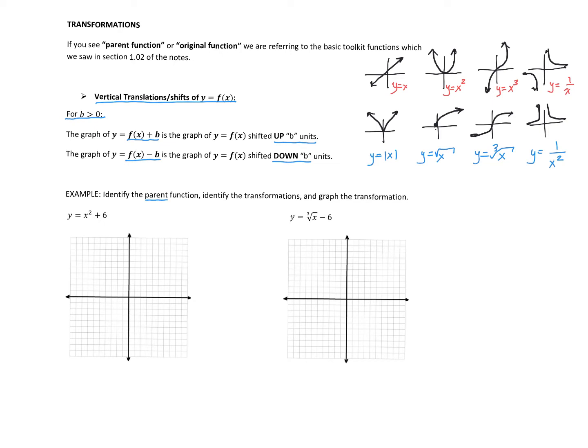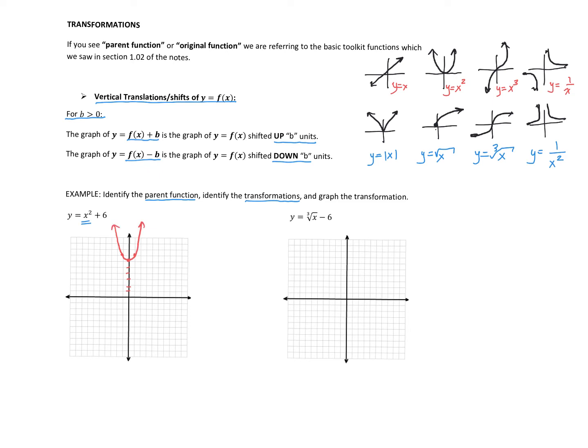So here are a few examples. First, we want to identify the parent function, and then the transformation, and then graph it. So our parent function here is just the x squared. So we know it's going to have that parabolic or U shape. And I want to shift it up 6 units. So we're going to assume a standard scale here, 3, 4, 5, 6. And we have this parabola that's just been shifted up 6 units.